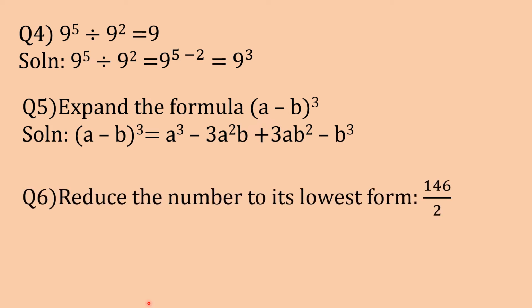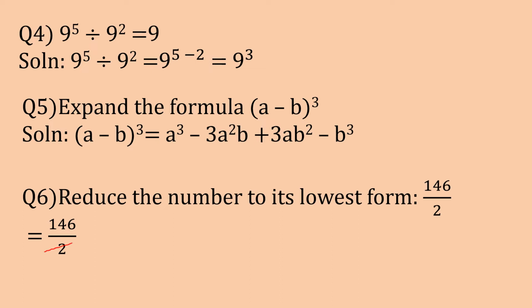Now student, what is given in question number 6? Reduce the number to its lowest form. So the fraction given is 146 upon 2. So you have to reduce it to its lowest term. Means you can divide with the same divisor where both the numerator and denominator divide with the same number. You can do it. In the previous session also we have taken one sum based on this. So you can directly also divide, as you know that it is divisible.